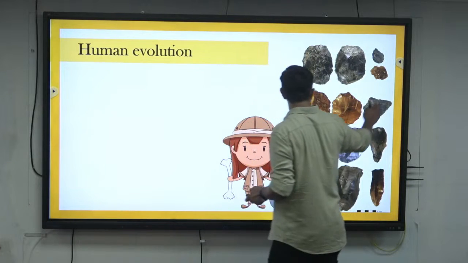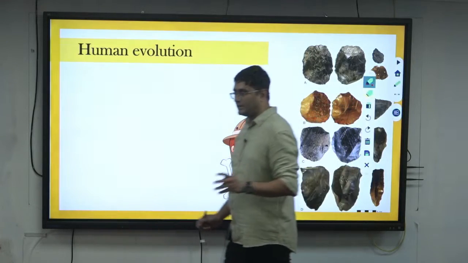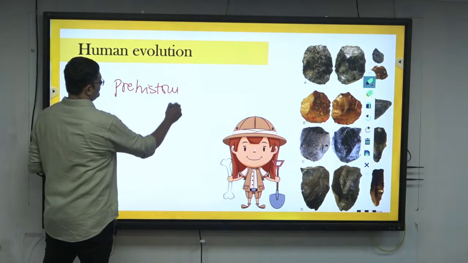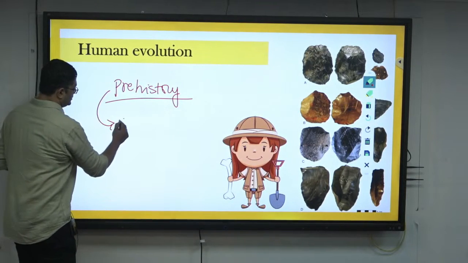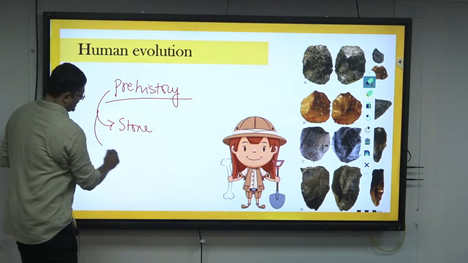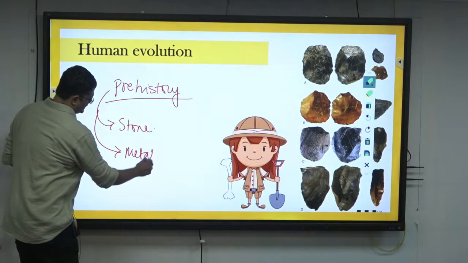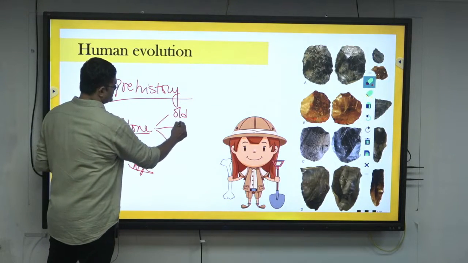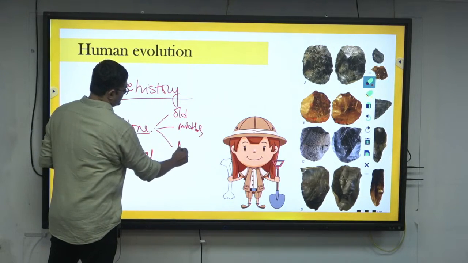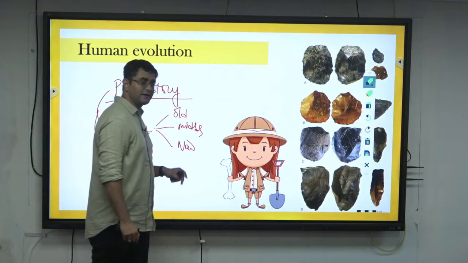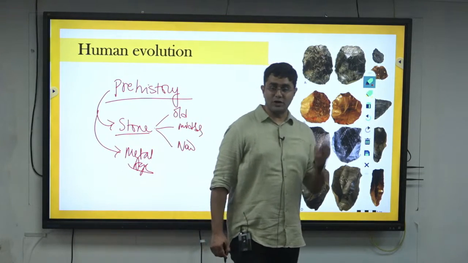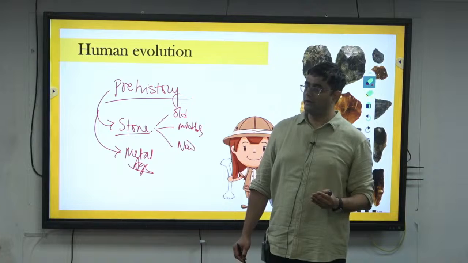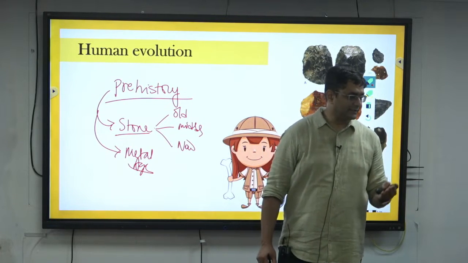And in cultural evolution, we will mainly be focusing on prehistory, where we will be studying about the Stone Age and the Metal Age. In the Stone Age, we have Old Stone Age, Middle Stone Age and New Stone Age: Paleolithic, Mesolithic and Neolithic. Its characteristics, what are the features that distinguish one from the other, how did it evolve, what were the factors that led to this evolution.